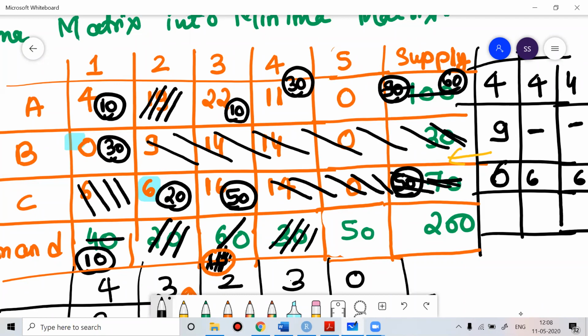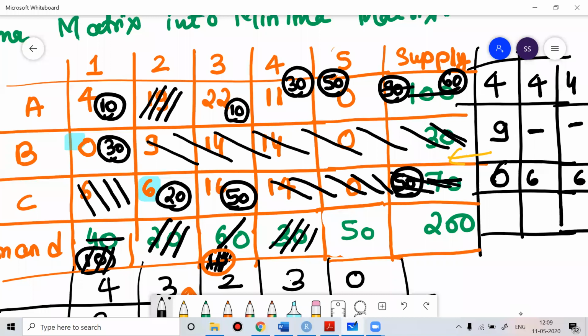If you put 10 here, then this is done. So if you put 10 here, now what is left is 50, and then you put 50. So this is the way. Now to confirm whether you have done it correctly or not, just do the sum of rows and columns.